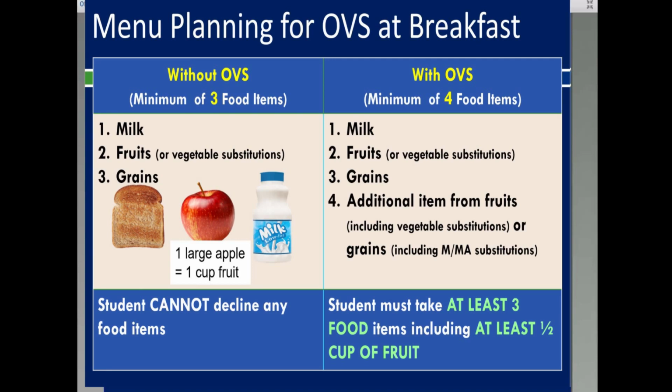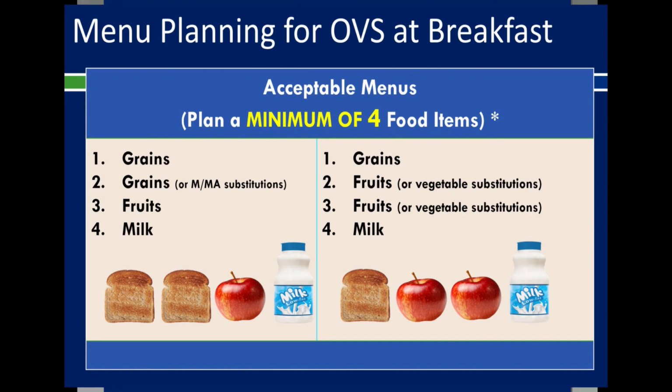When offer versus serve is implemented, students have 4 options, that 4th option being an additional item from the fruits or grains, and these would include a vegetable substitution or a meat alternate substitution. Out of those 4 options, students must take at least 3 food items, including a half cup of fruit or fruit juice or a vegetable substitution.